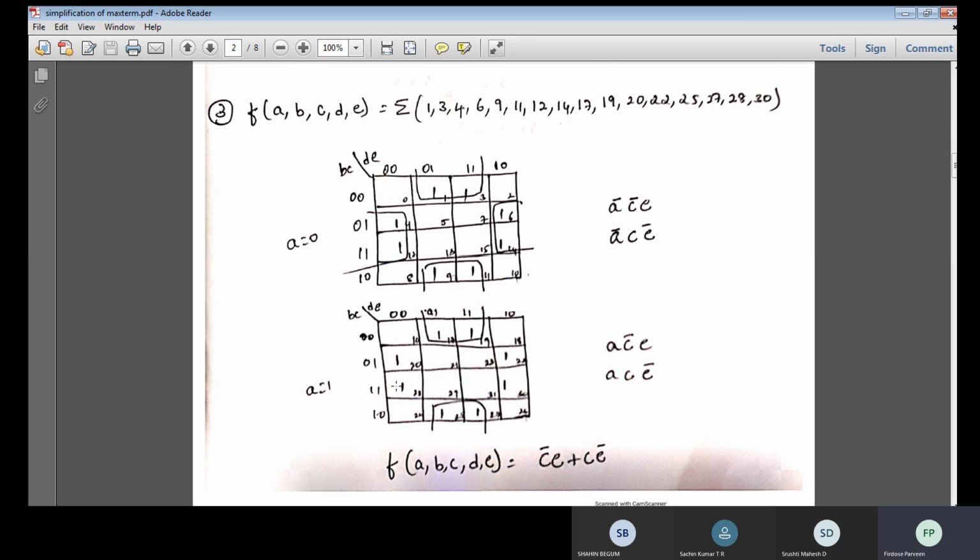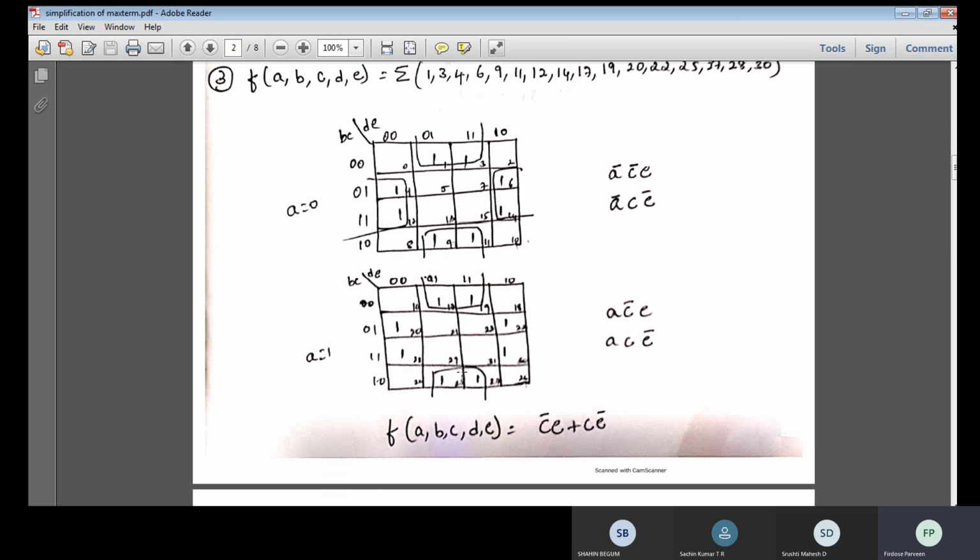Okay. In the same way, I'll be writing for this one. When I see corresponding row here, what is not changing? It is C bar. This is again the same C bar, and here it is E. And A is equal to 1 indicates A. So A, C bar, E.